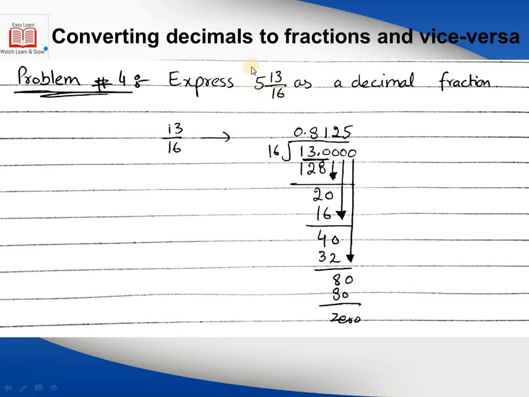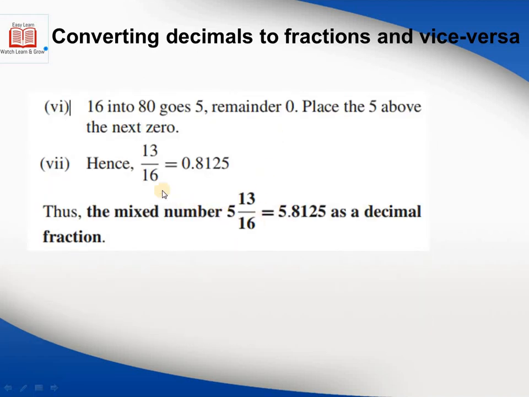But remember that this 0.8125 is the answer for 13 by 16, not 5 and 13 by 16. So if in a question this 5 is here, then you also write it, replacing this 0 with the 5. As you can see here, 13 by 16 is equal to 0.8125. Thus the mixed number 5 and 13 by 16 is equal to 5.8125 as a decimal fraction.